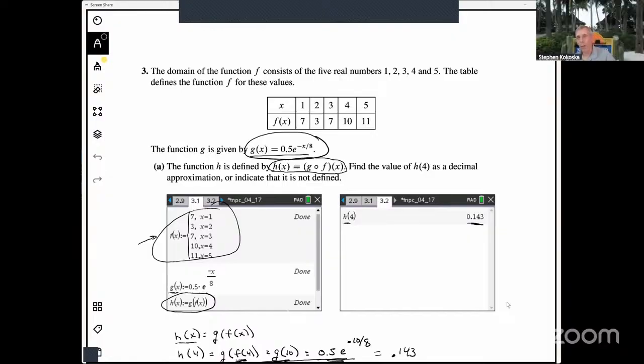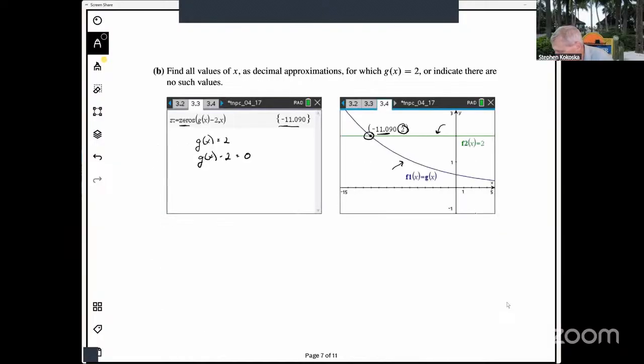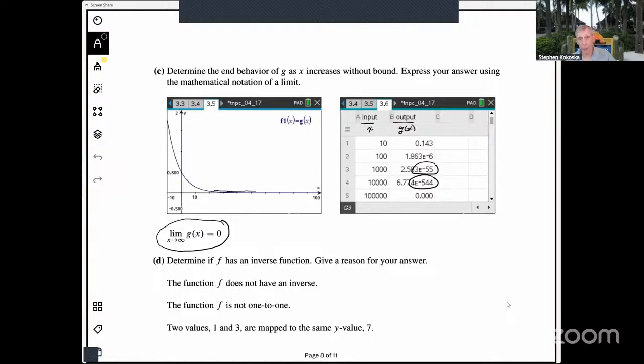So 7 would be one of the key things here. In order to have an inverse function, the function must be 1 to 1. And that means that no two distinct x values can be mapped or sent to the same y value or output value. And so here 1 and 3 are both sent to 7. And so therefore f does not have an inverse function.